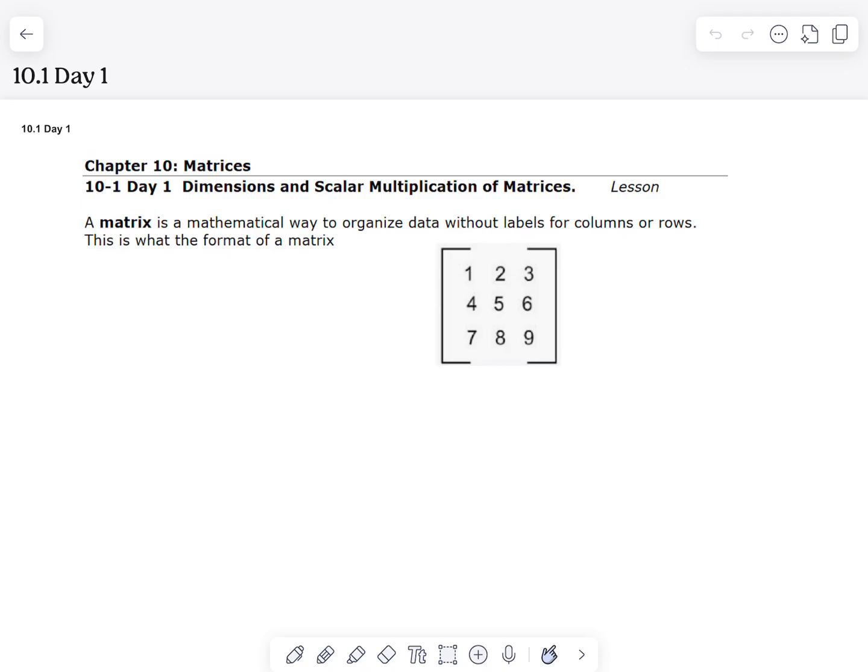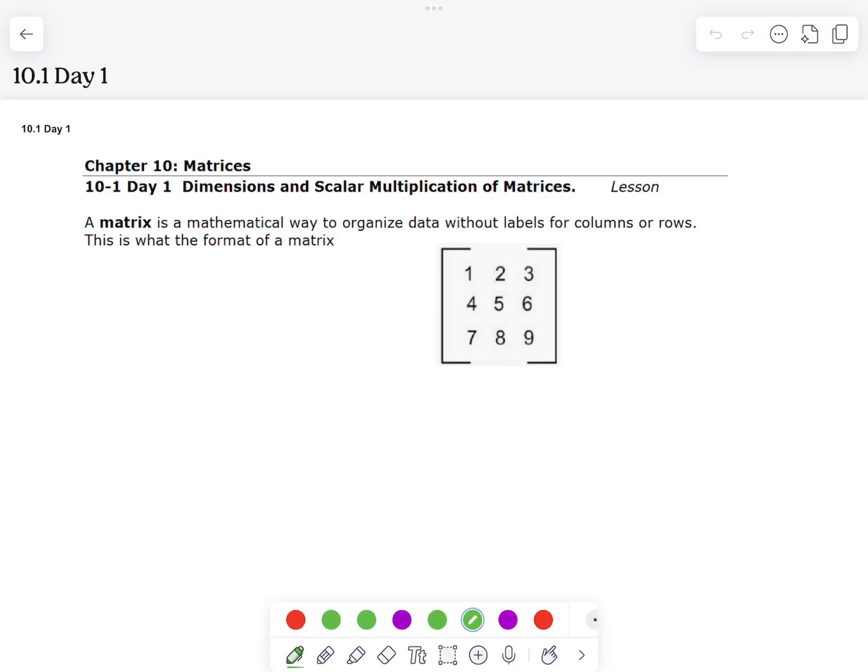All right, this topic is on matrices, dimensions, and scalar multiplication. So a matrix is a mathematical way to organize data without having labels. And so how we set them up is with columns or rows. And so this is an example of what a matrix looks like.